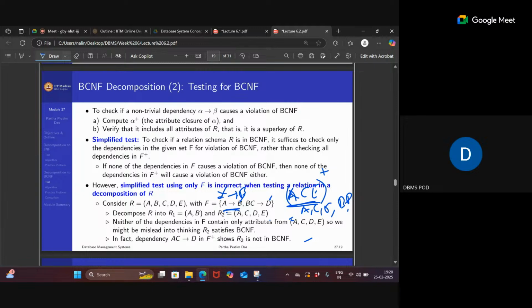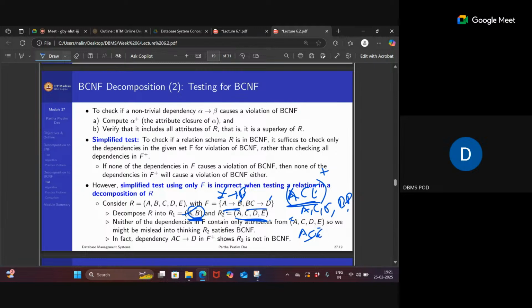So now this table is decomposed into two tables: AB in one table and ACDE in the other table. The AB relation is valid because alpha determines beta and alpha is a super key. A is a super key for this decomposed relation. This R1 is in BCNF. But for R2, what is the key? ACE is the key for R2.